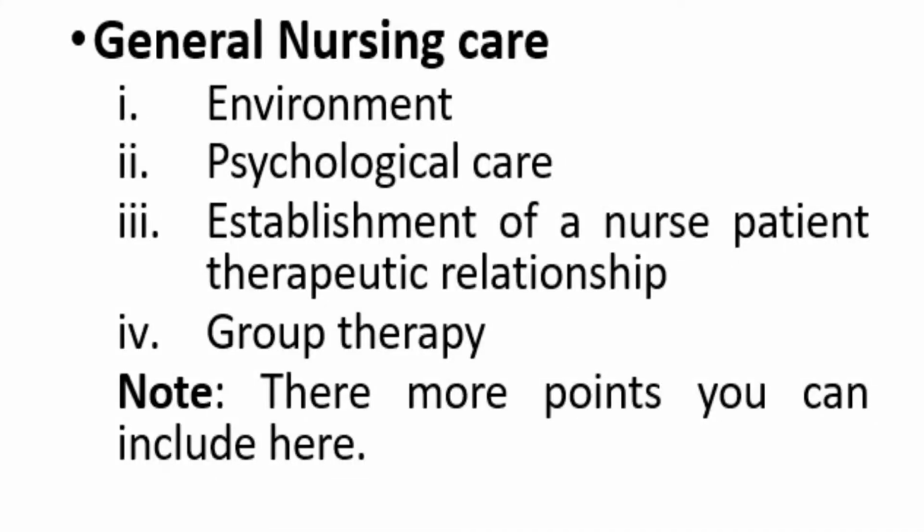Under general nursing care, the first thing is you can talk about the environment. In this environment, you need to discuss what you're going to put in place and what type of environment you are going to nurse your patient from. A patient with depression, of course, may not have to be nursed in an isolation room. They also have to be nursed in an environment where there are other patients. By so doing, you will be triggering that desire to socialize in this patient who is depressed.